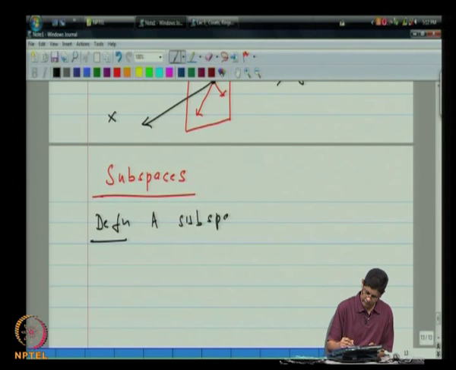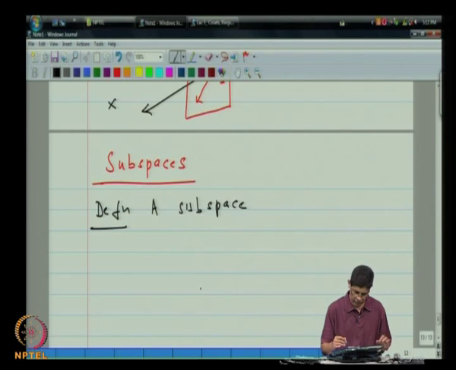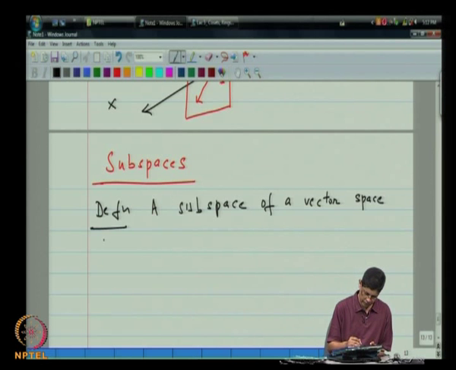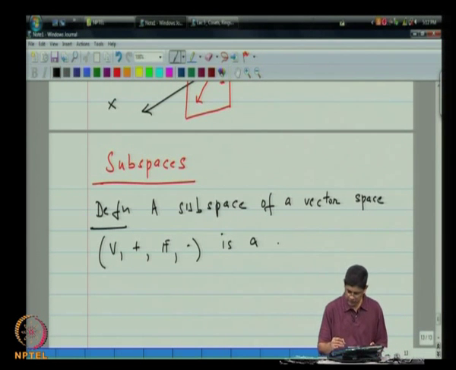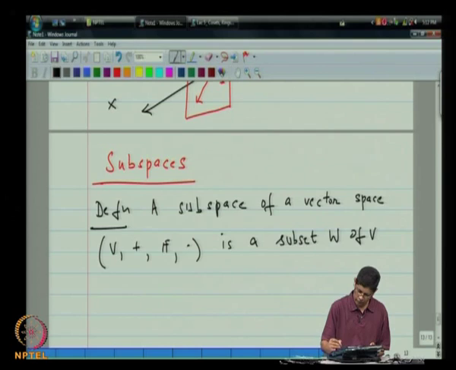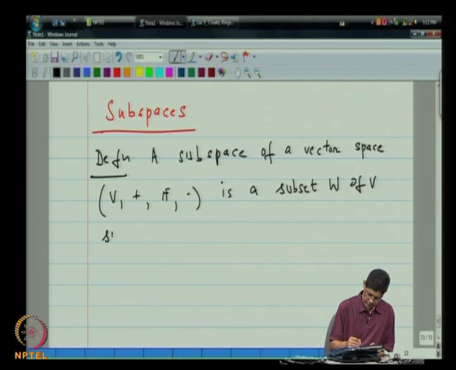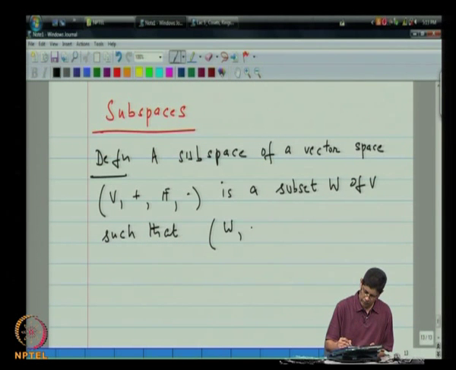A subspace of a vector space V is a subset W of V such that W, with the same operations plus and dot over F, is also a vector space.